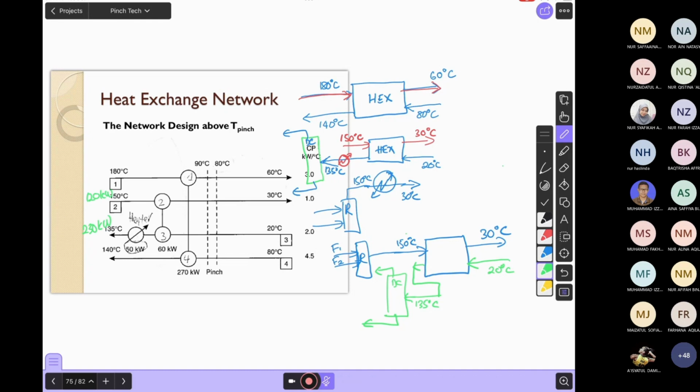So how much is left? 120. You have 90. 100, how much? 80 and 30. 110, right? The difference is 110. Yes, miss. 110. Okay, 110. Right, the difference is 110.